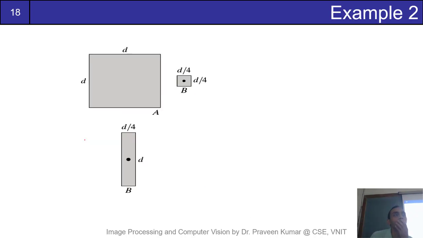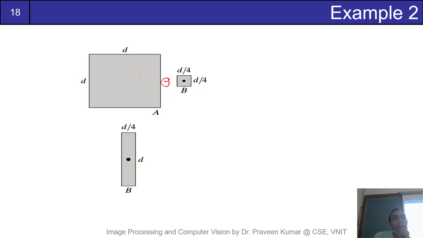So now a quiz for you. If you have this image A of size d by d, and a structuring element B of size d by 4 and d by 4, the output will be of what size and shape? If you do an erosion operation of set A with this set B, from each side, how many pixels will get eroded? It's a square structuring element, so it will erode uniformly from all sides.